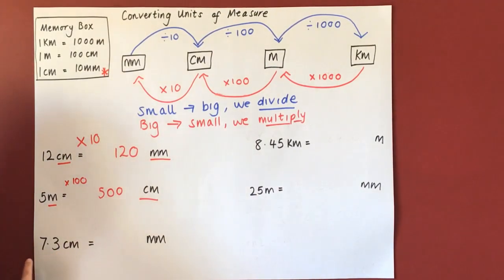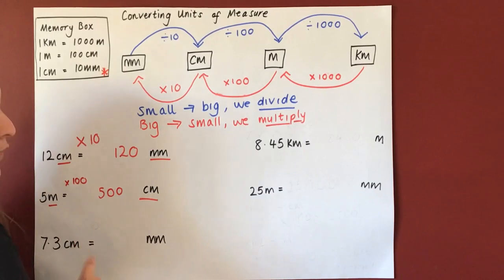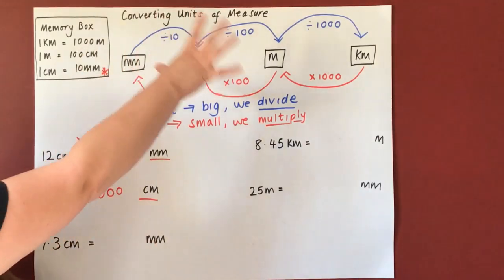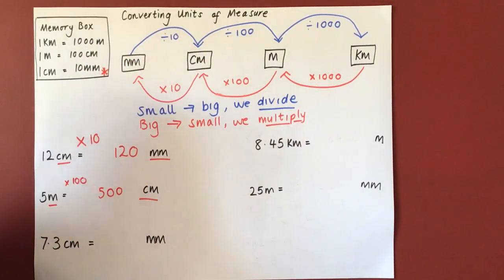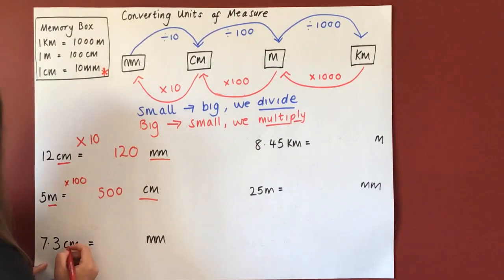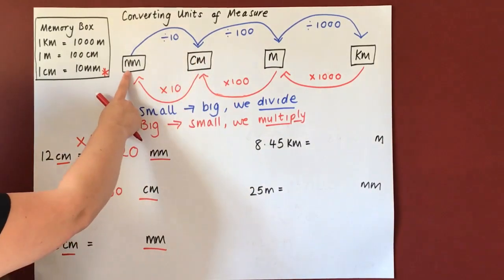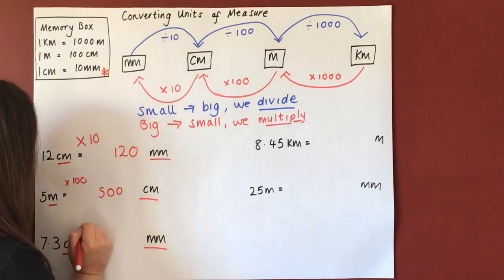Next one. We've got 7.3 centimetres, and I can probably detect there's a few grumbles because there's a decimal there, but we should never be afraid of decimals. We will treat it exactly the same using our model, and I will tell you how we need to alter it at the end. So we have 7.3 centimetres to convert to millimetres. So I underline my units. I'm going from centimetres to millimetres, which means I have to times by 10.